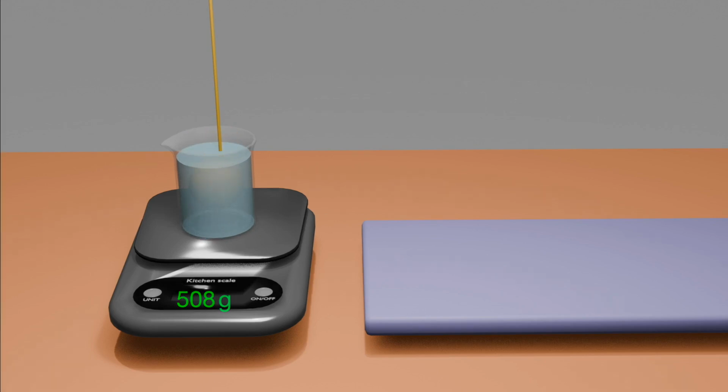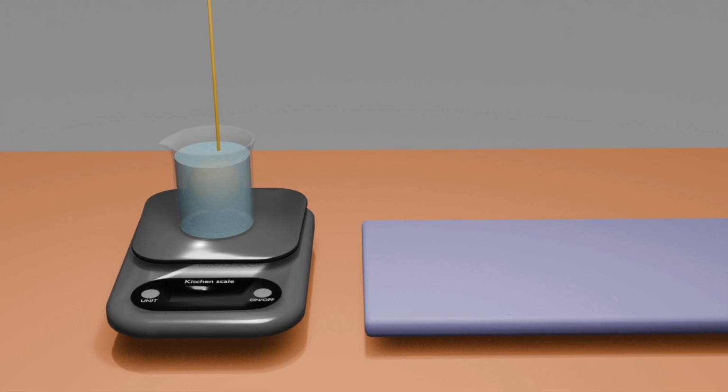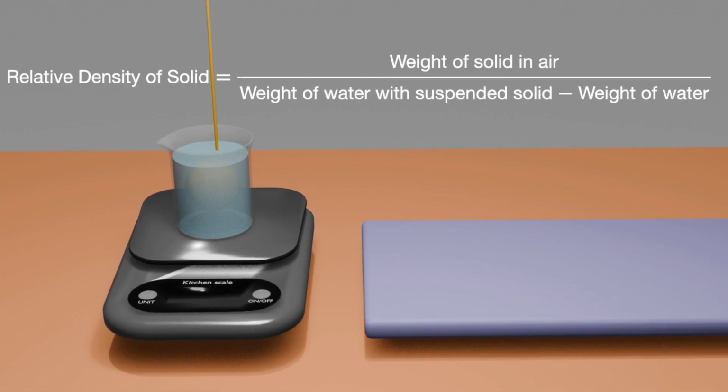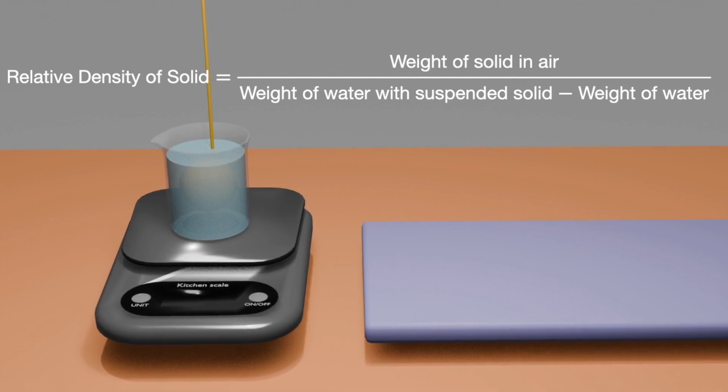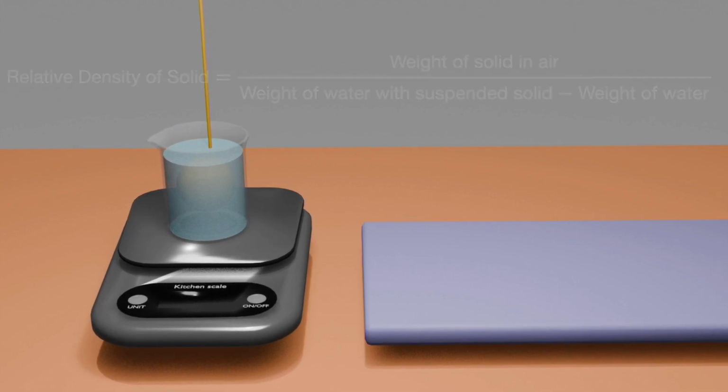To find the relative density, we will use the formula. Relative density of a solid is equal to weight of solid in air divided by weight of water with suspended solid minus weight of water.